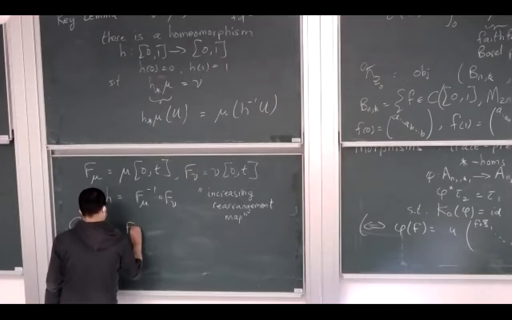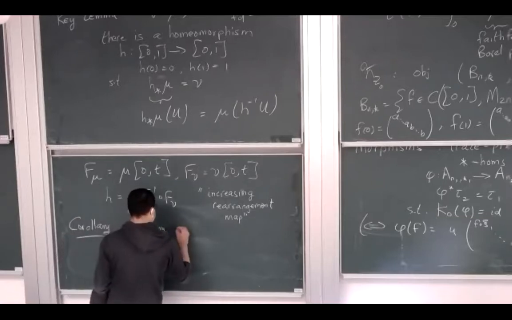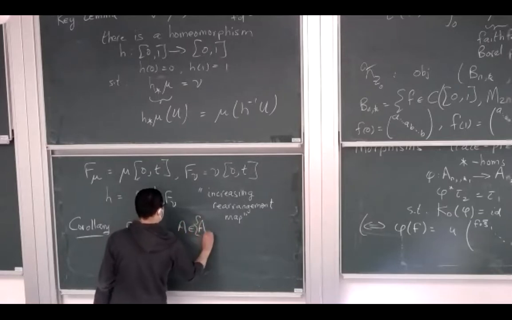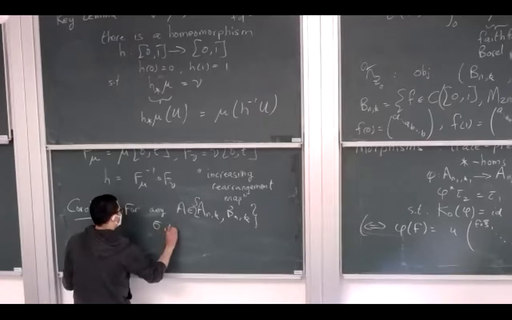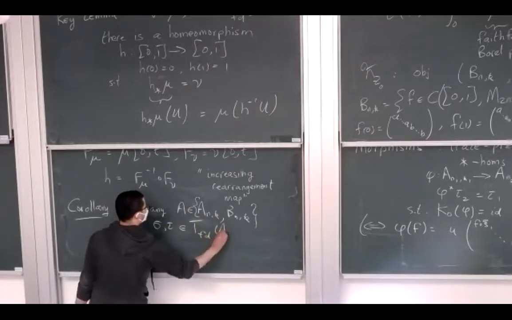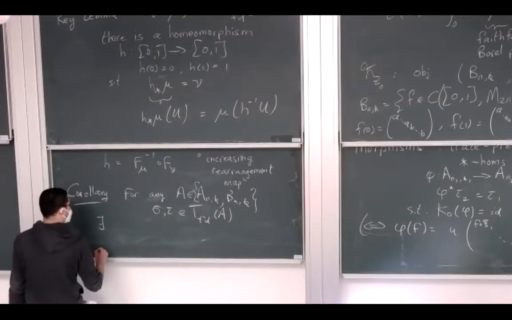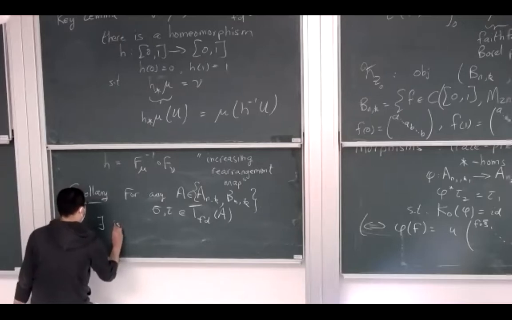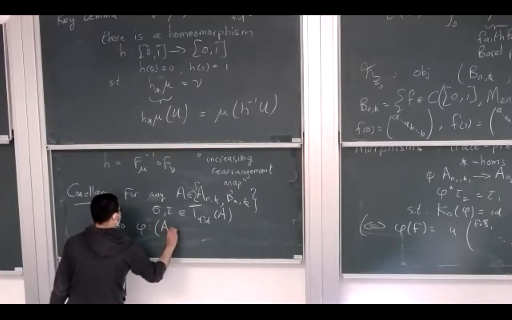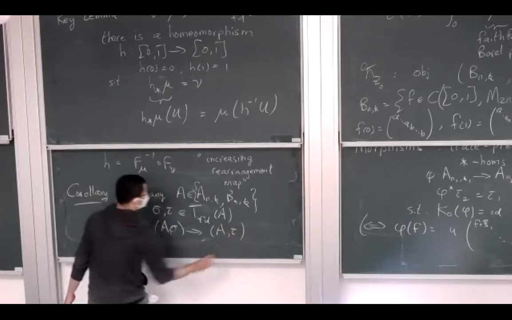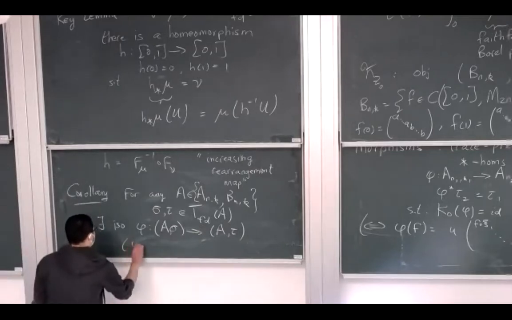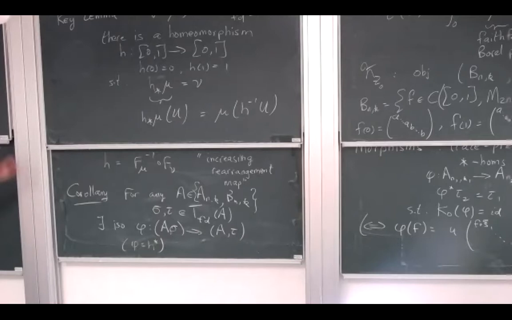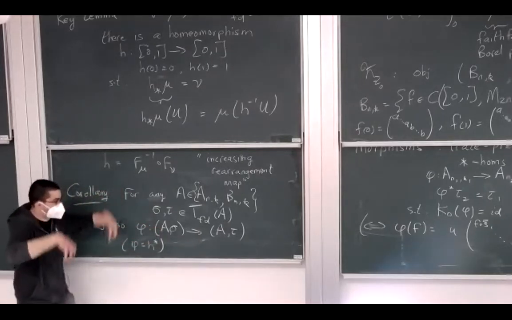So for any A, that's either an A and K or a B and K, and any two faithful diffuse traces, there is an automorphism, let's say phi from A with trace sigma to A with trace tau. And phi is just the homomorphism induced by this map, so phi is just H star. That's why preserving the boundary points is important, so that you actually do get a map from this algebra, which has boundary conditions, to itself.